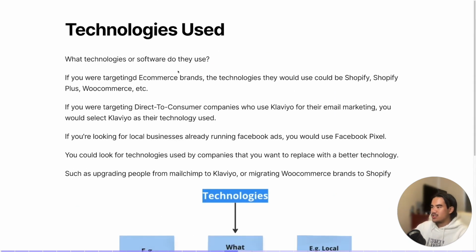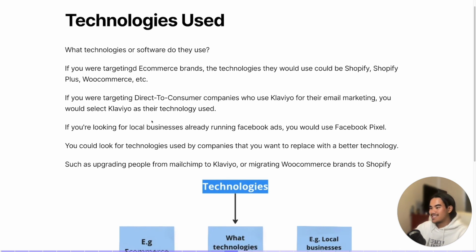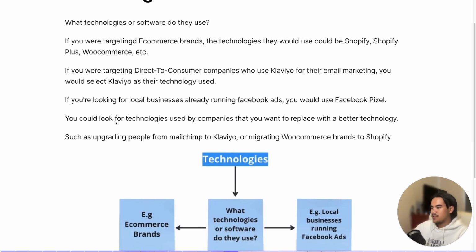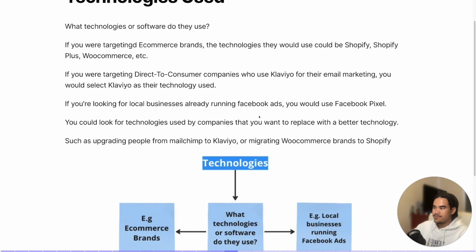In terms of technologies used, what technologies or software do they use? If you're targeting e-com brands, the technologies they would use could be Shopify, Shopify Plus, WooCommerce, etc. If you're targeting D2C companies who use Klaviyo for their email marketing, you would use Klaviyo as the technology used. If you're looking for local businesses who are already running Facebook ads, you would use Facebook Pixel. And you could look for technologies used by companies that you want to replace with a better technology, such as upgrading people from Mailchimp to Klaviyo or migrating WooCommerce brands to Shopify, as an example.